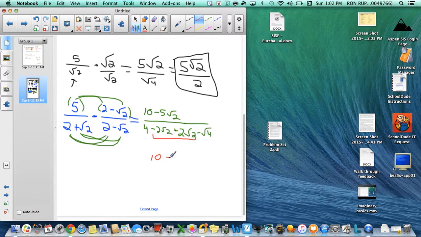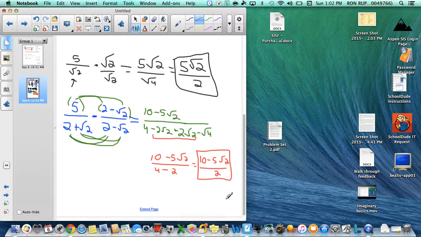So it leaves us with 10 minus 5 square root of 2 over 4 minus, well, if you look, square root of 4 is 2, so 4 minus 2. Final answer, 10 minus 5 square root of 2, all of that over 2. Now look, 10 over 2 can simplify, but 5 over 2 can't. And so since it can't be simplified any further, we can box it off like that. And that is an answer that we can do.